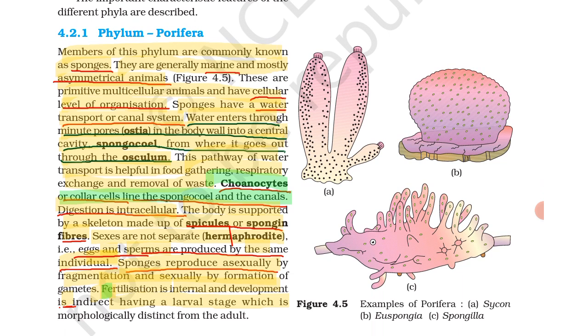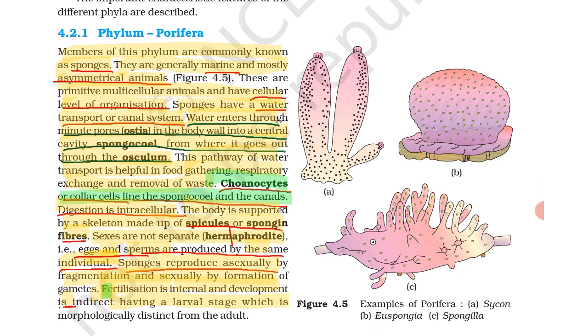See figure 4.5, examples of Porifera. All these are types of sponges. The examples are first Scypha, second Euspongia, and third Spongilla. You may consider that sponges also look like this. They are generally marine and mostly asymmetrical animals. So their habitat is marine, but they are asymmetrical.